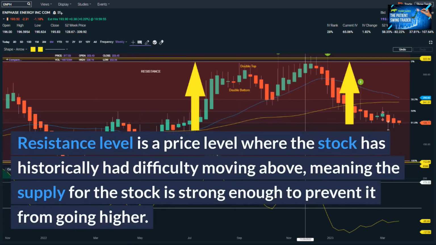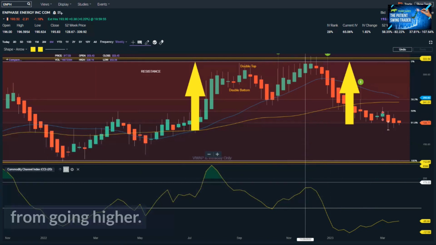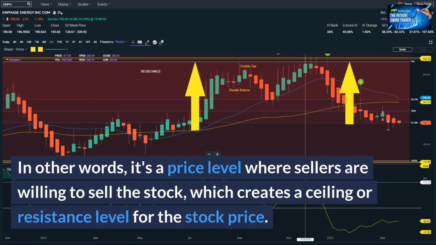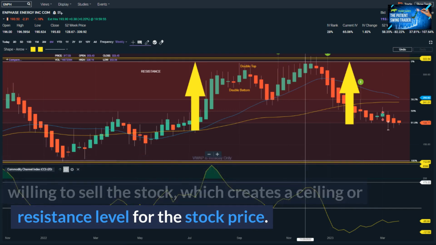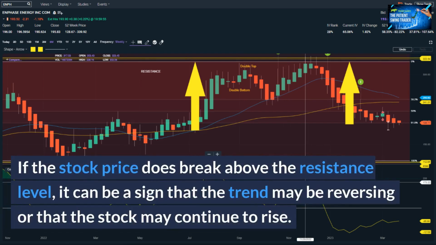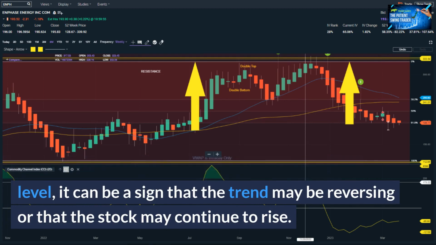Resistance level is a price level where the stock has historically had difficulty moving above, meaning the supply for the stock is strong enough to prevent it from going higher. In other words, it's a price level where sellers are willing to sell the stock, which creates a ceiling or resistance level for the stock price. If the stock price does break above the resistance level, it can be a sign that the trend may be reversing or that the stock may continue to rise.